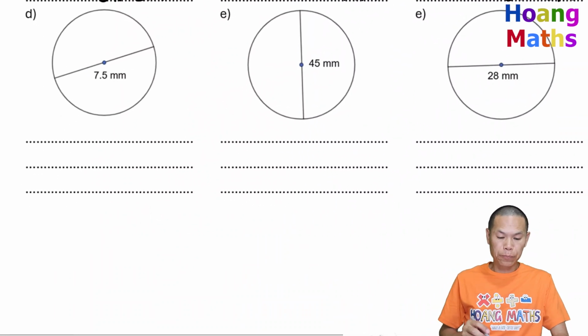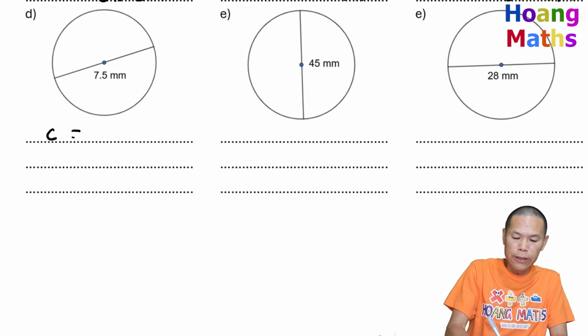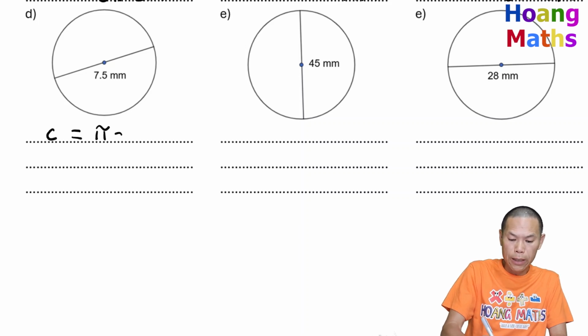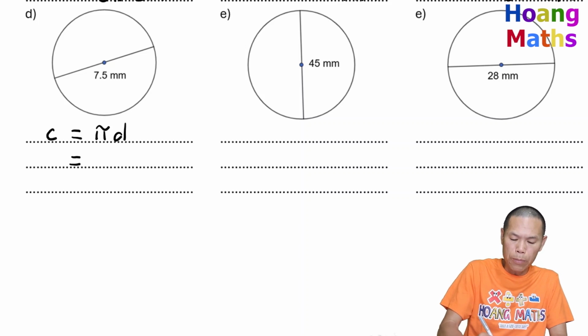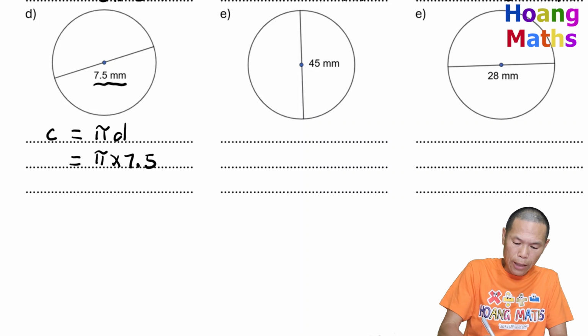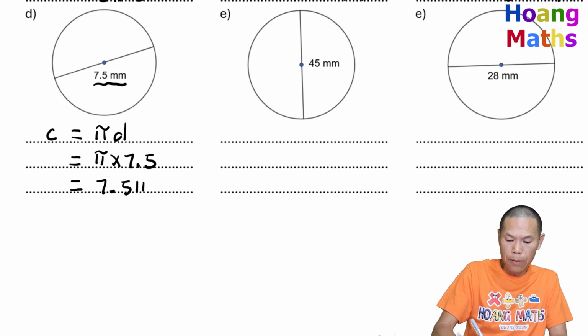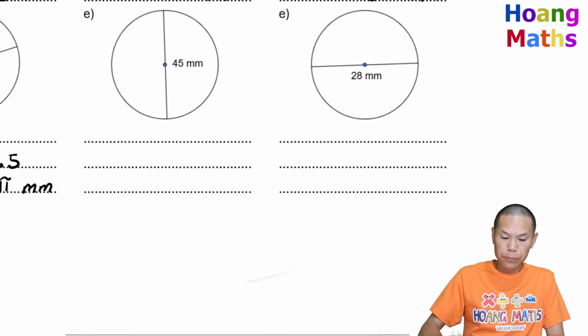Now, part D. Circumference is pi d. So the circumference of a circle is pi d. And d is the diameter. So therefore, that will give me pi times 7.5, because 7.5 millimeters is the diameter. So that will give me 7.5 pi. And the unit is millimeters. So there you go.